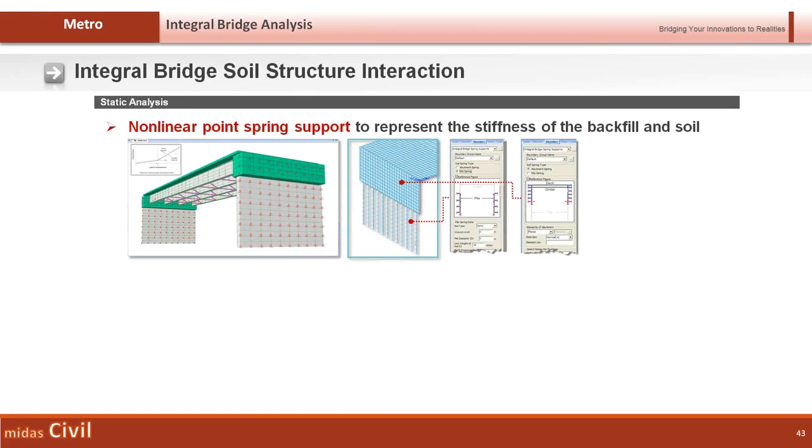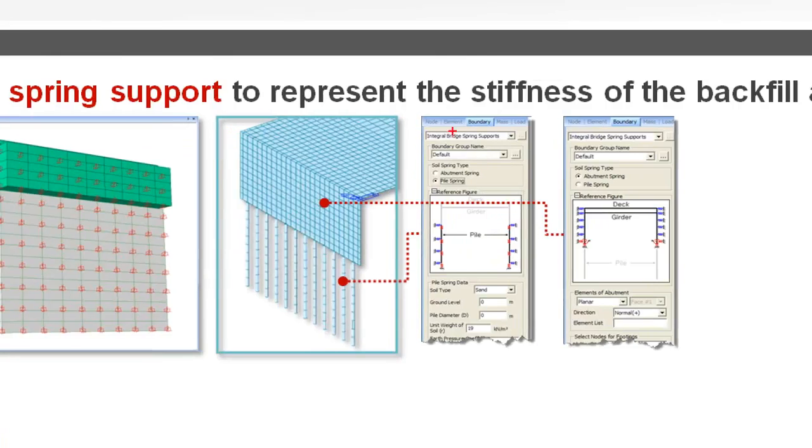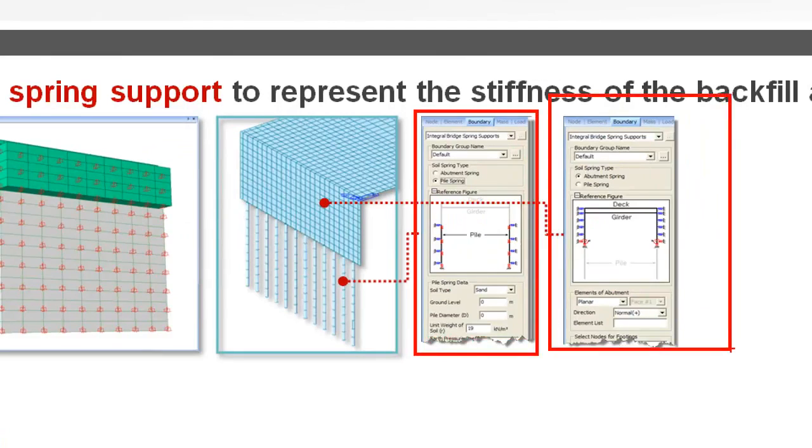In Midas Civil we have a non-linear point spring support which can replicate the stiffness of the backfill and the soil. In this we have a pile spring support, and this is an abutment spring support. In this you can enter the soil type, the ground level, the pile diameter, the unit weight of the soil, the cohesion of the soil, and the subgrade reaction of the soil. Accordingly, it will automatically generate all the spring supports.